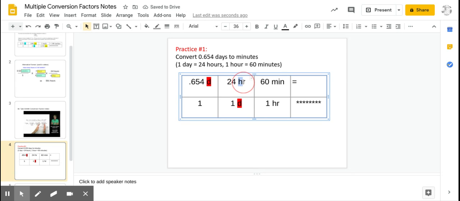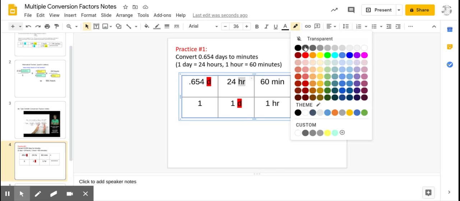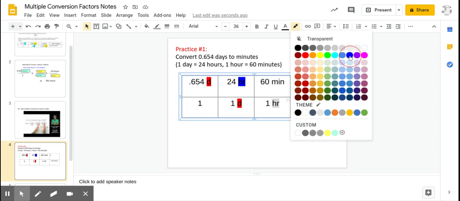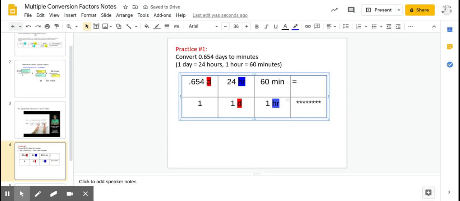Now I can highlight the hours. So I'm going to highlight HR, just a different color so we can see it. Here we go. Hours cancels. Now I'm ready to top times, down divide. So I'll use my calculator. I'm going to take 0.654 top times 24, top times 60. And then I can divide by 1, and divide by 1. You probably know if you divide by 1, it doesn't change the number.